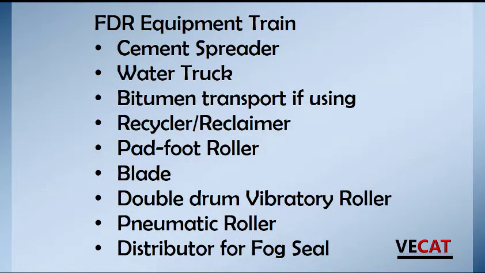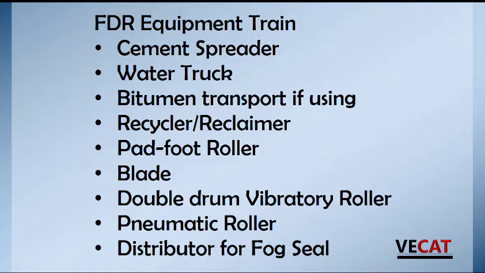The equipment in the FDR train is a cement spreader, just as before, water truck, and the transport for the bitumen. Then our recycler, pad foot roller, our blade to get our road profile, and then a double drum vibratory roller to basically fix what the blade disturbed and recompact it. And then we've got a pneumatic roller.